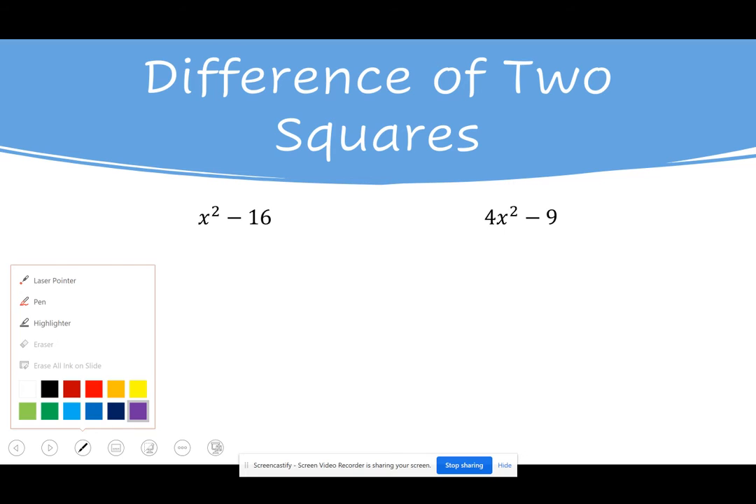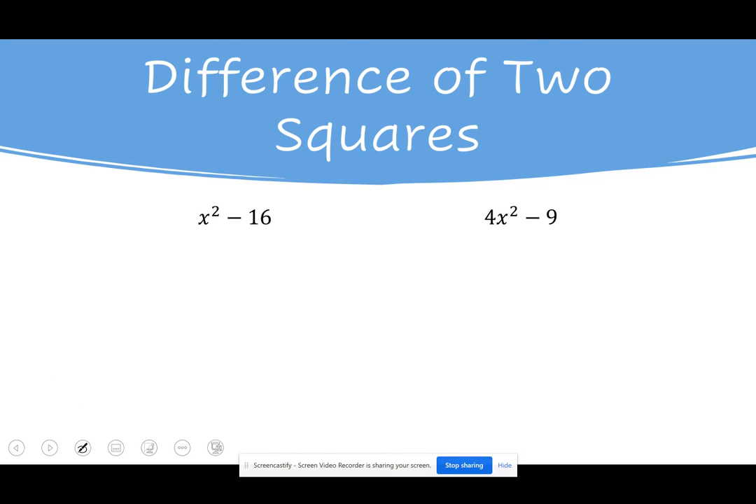The next thing we have is difference of two squares. Whenever you have a perfect square as your first term, which x squared is, and a perfect square as your second one. Remember our perfect squares are like 1, 4, 9, 16, 25, 36, 49, and so on. When you have two perfect squares and they are being subtracted, we can factor them. If they are being added, we cannot factor them. That's why it's called difference of two squares.